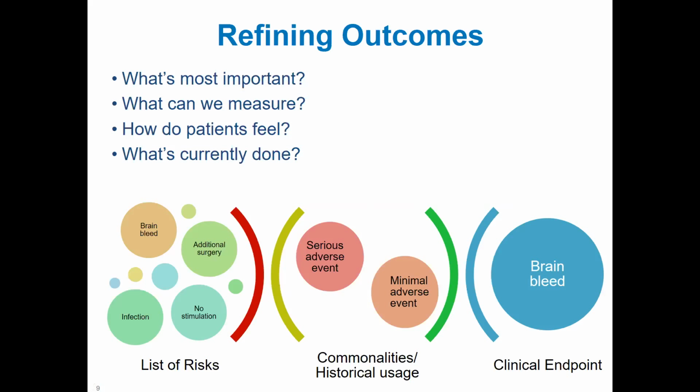So in this case, the example is we looked at different types of risks, and ultimately what came out to be one of the more important risks to make sure that we included as an attribute was brain bleed.